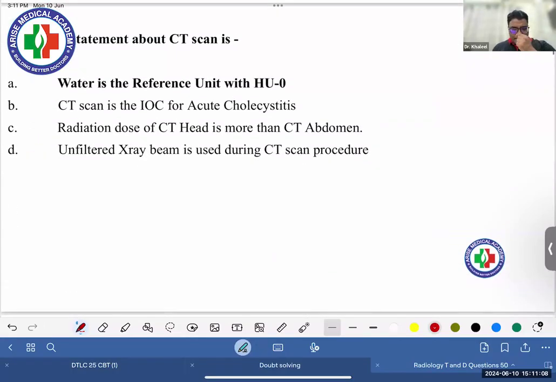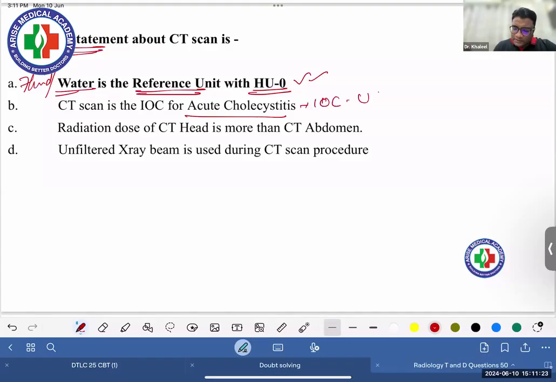Now, true about CT scan. The reference value of the Hounsfield unit in CT is for fluid or water, and that is 0. This is the correct statement. They asked you the true statement. Remember, investigation of choice for acute cholecystitis is ultrasound, not CT scan. And if you remember the CT head and CT abdomen, I discussed that in the classes also.